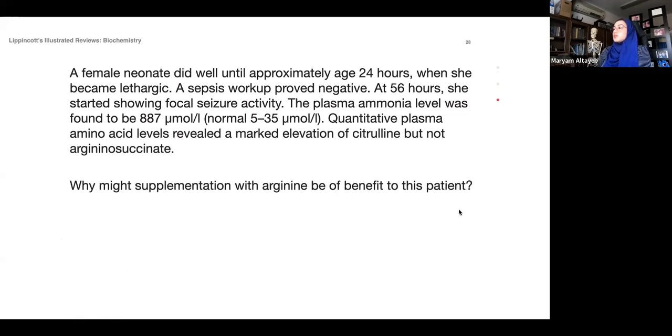Okay, so again, just to answer this question, this is to re-emphasize the point that Omar asked about. Why might supplementation with arginine be of benefit to this patient? Remember, if you don't have argininosuccinate synthase, the step that is going to give you urea is arginine, right? Arginine is broken down into urea. So the key part here is you're basically bypassing this part and you're supplementing arginine to push the cycle forward.